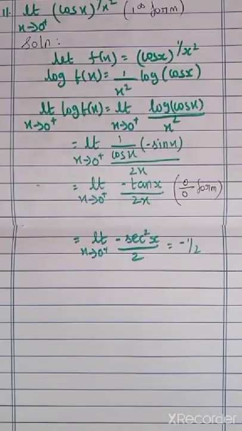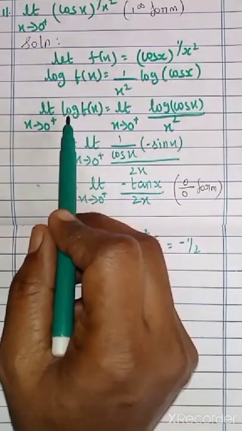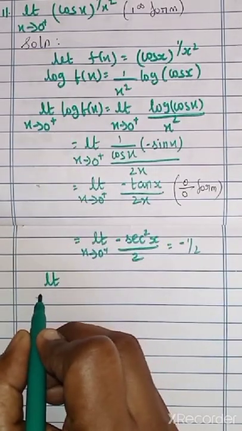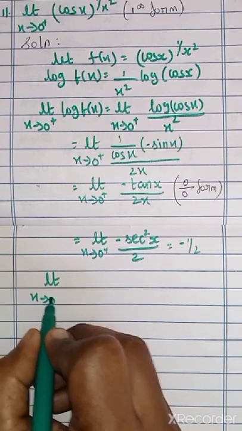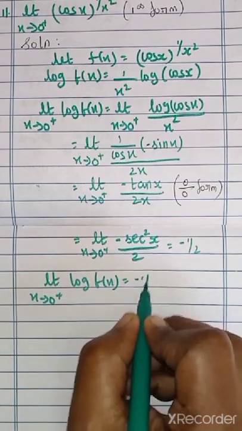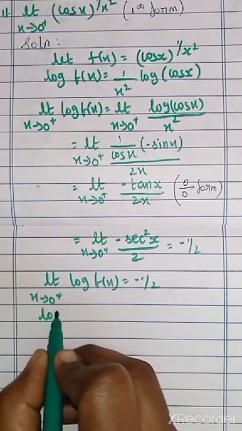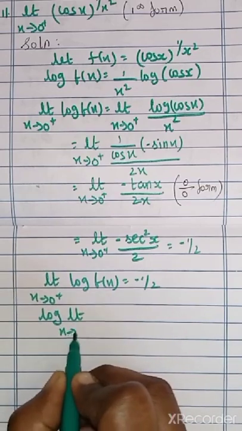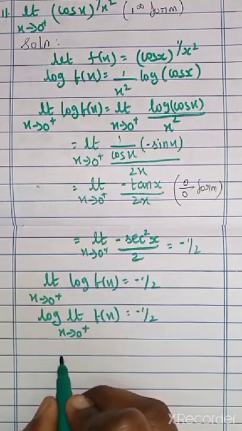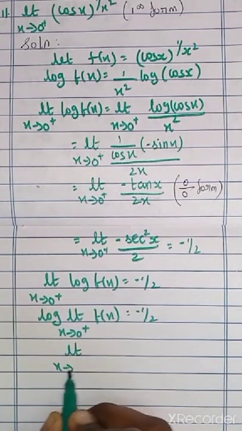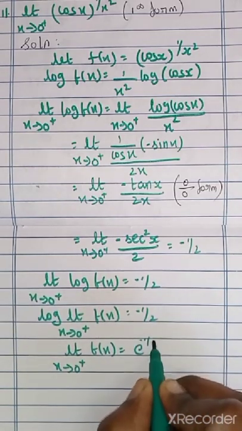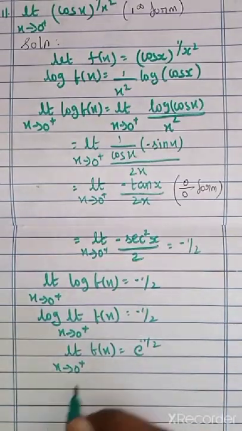Okay, now 1 by 2 we got it. So next what we have to take? We have to take this log. So what is your left hand side? Limit x tends to 0 plus log f of x equal to minus 1 by 2. So taking the log outside, log limit x tends to 0 plus f of x equal to minus 1 by 2. Taking exponential on both sides, limit x tends to 0 plus f of x equal to e power minus 1 by 2. So replace your f of x value.